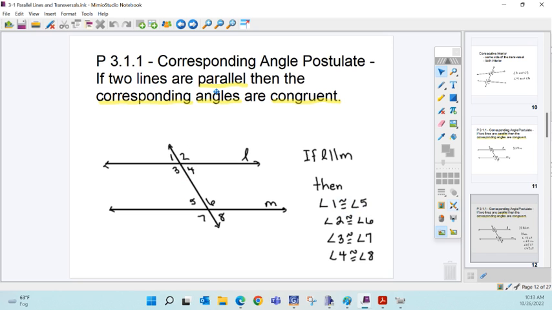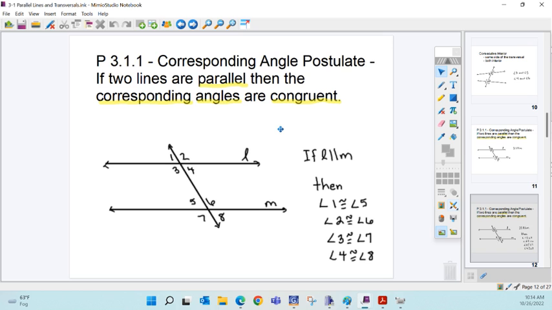Because it's a postulate, we can't prove it, but it will always turn out to be true that the corresponding angles are congruent. When we refer to this in a proof, we would say corresponding angles postulate. You don't have to write it all out. You could even write corresponding angles are congruent. If you don't remember the name of a theorem, you can write what it says, and that's still going to be good enough.